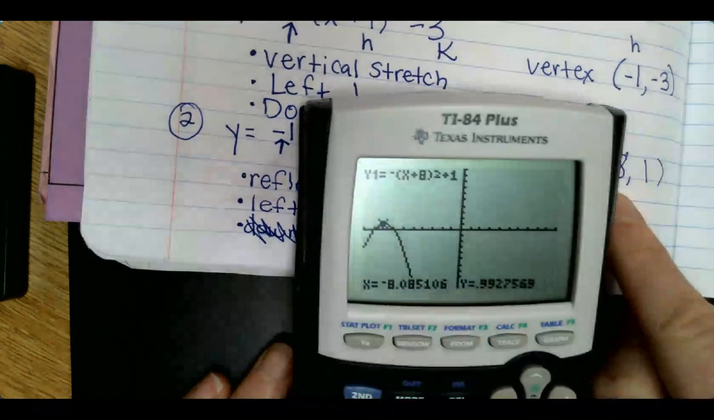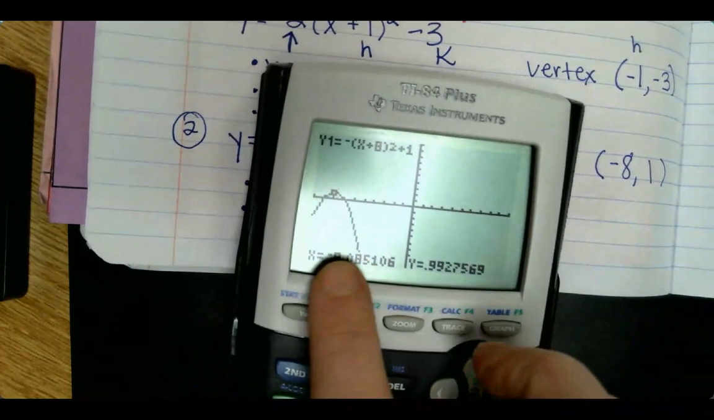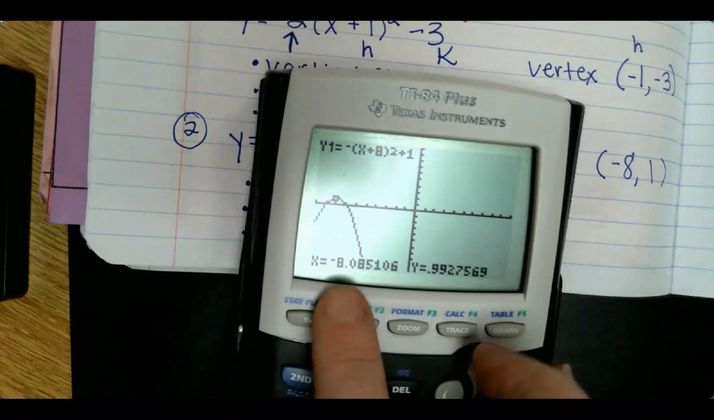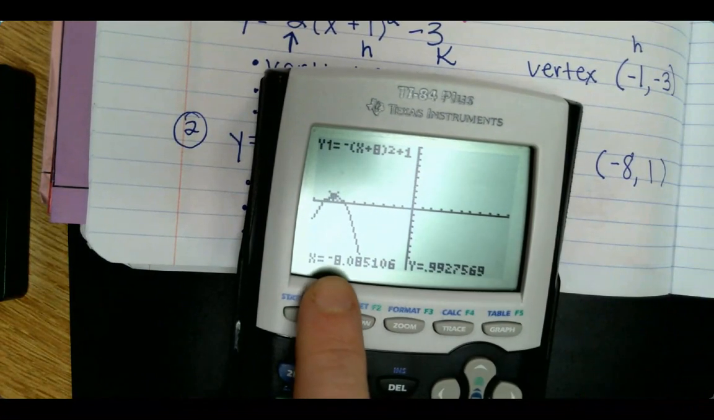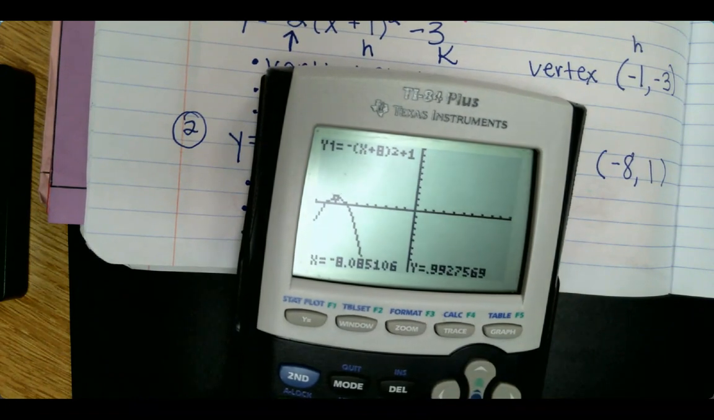So the vertex is supposed to be at -8, 1. So this doesn't give us exactly that point, but we can round it. -8, yeah, that would round to -8. 0.992, that would round to 1. So we're good. That's our vertex.